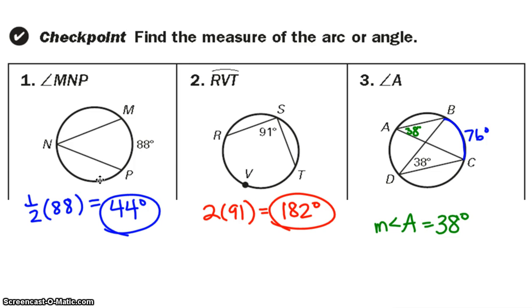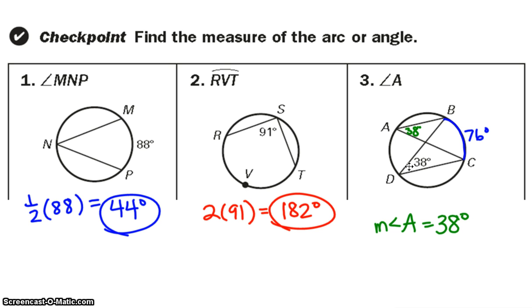Alright, so let's take a look here. We were given the arc, so to find the angle you divide by 2 or multiply by 1/2, 44 degrees. In the second one we were given the angle, and we need to find the arc, so you would multiply by 2. 2 times 91 is 182 degrees.